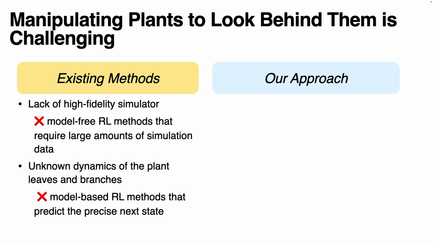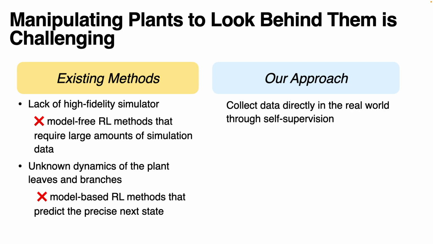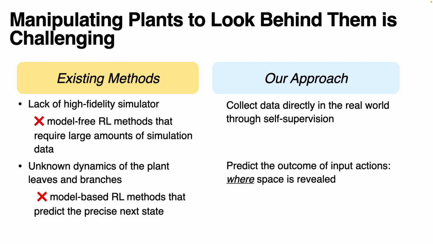In our approach, we collect data directly in the real world through self-supervision. The robot interacts with the plant randomly, and we collect outcomes of these actions. We use the data to learn a model that predicts the outcome of input actions measured by where space is revealed. We argue that just predicting the outcomes is easier than predicting the full next observation, as necessary for model-based RL.